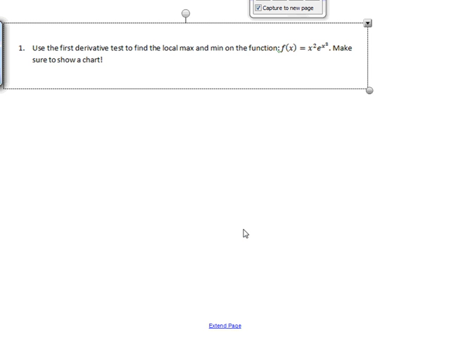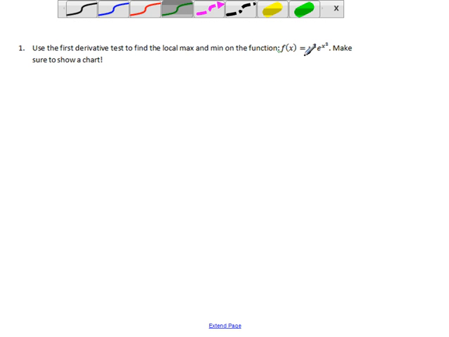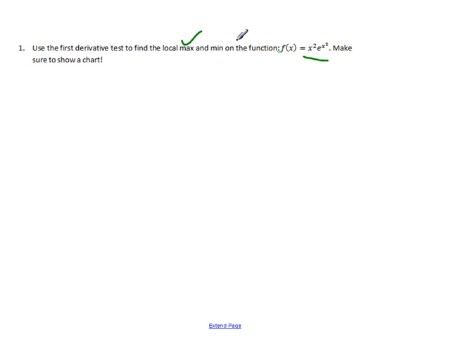All right, here are the solutions for that retake quiz that many of you just took. So we've got some function, and we want to find the local max and min. So we take the derivative.